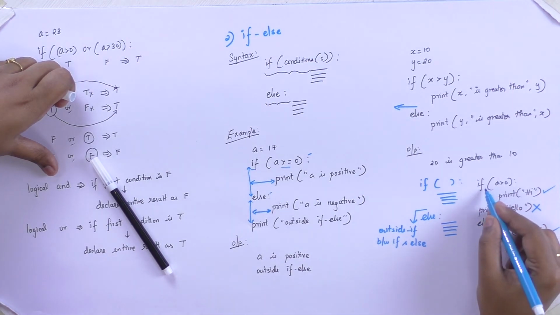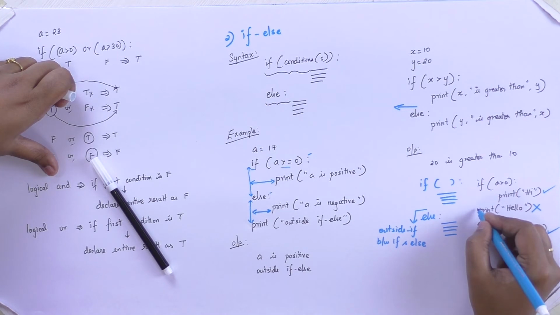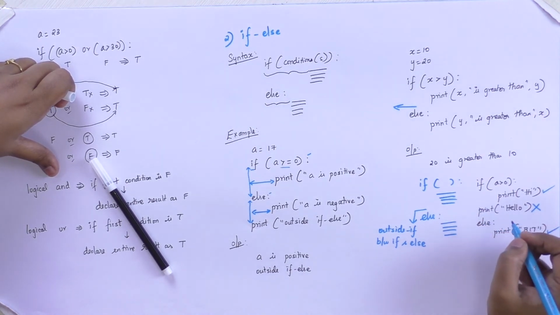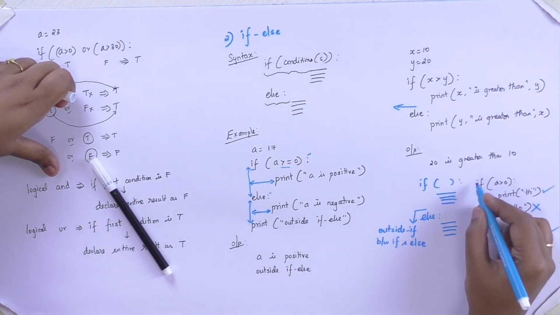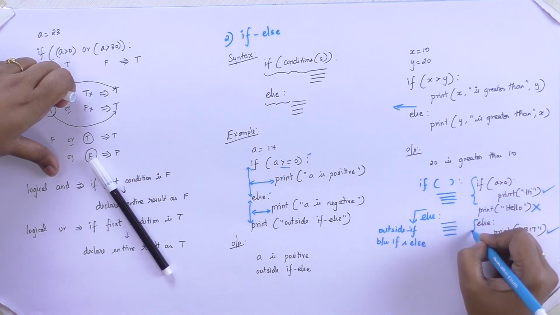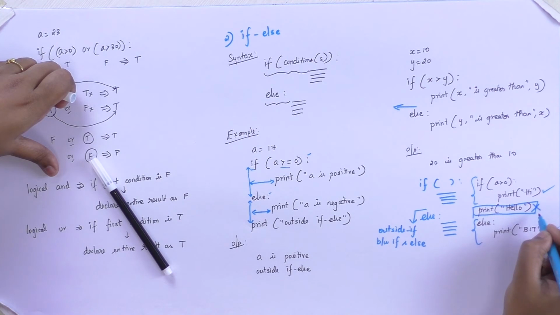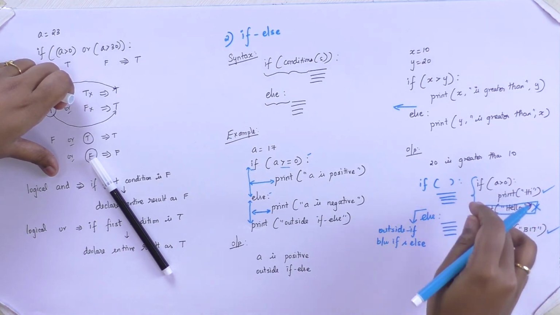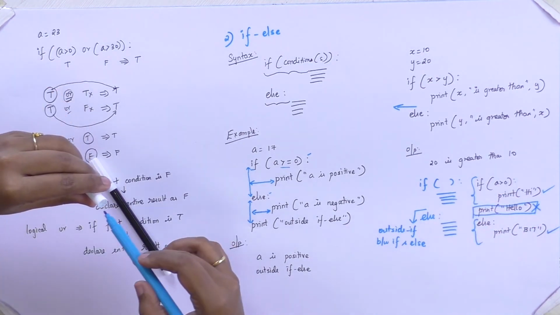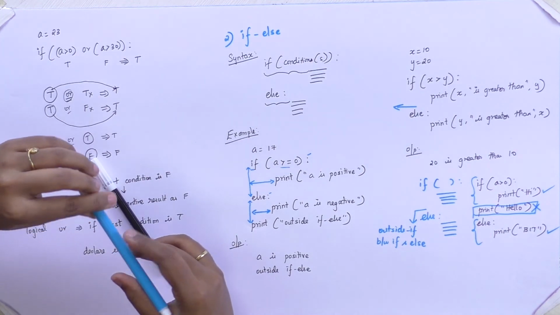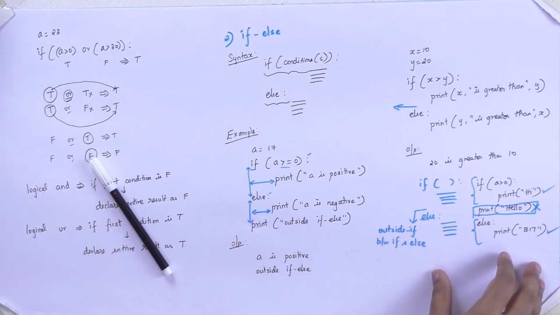So it is present between the if and else block. You will get an error when you have some instruction randomly present between your if block and your else block. So you should not have any instructions present between your if block and else block. Your else block should immediately follow your if block. That is the case here.